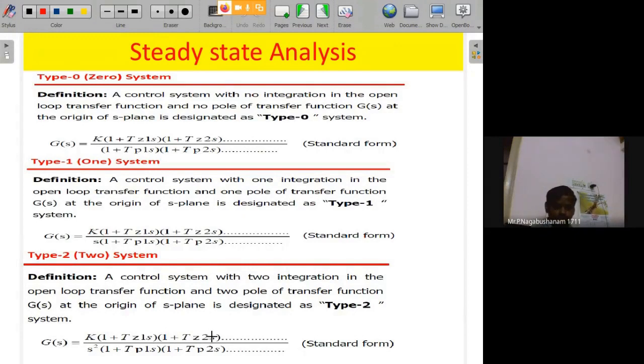Don't bother about multiplication by S. It will not play any role. I just want the K value, the number of poles at the origin. This is type 0, type 1, type 2. Why am I studying the type of a system? It deals with the steady state error. Before going to the steady state error, let me see the derivation part.